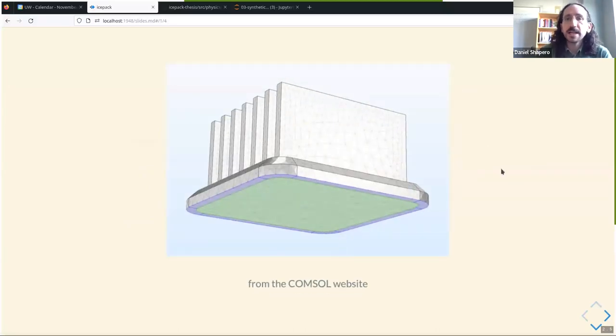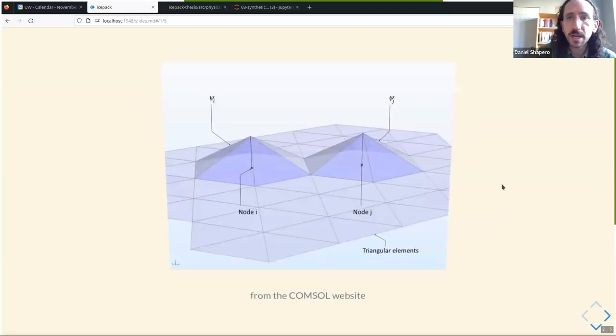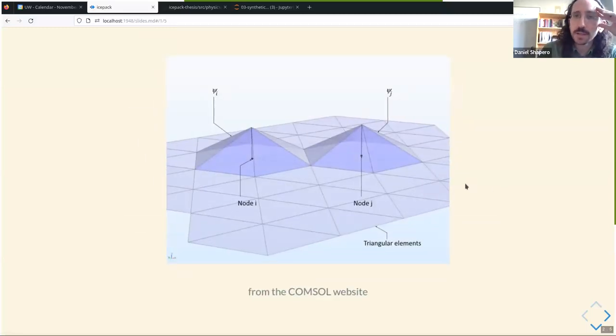So just again, a couple helpful graphics. This is from the COMSOL website. This is a triangular mesh of a heat sink. So in principle, describing, say, the temperature field throughout this entire heat sink would require infinitely many numbers to do. So instead, we discretize the problem by breaking up the geometry into a set of smaller pieces or triangles, and define a set of basis functions.